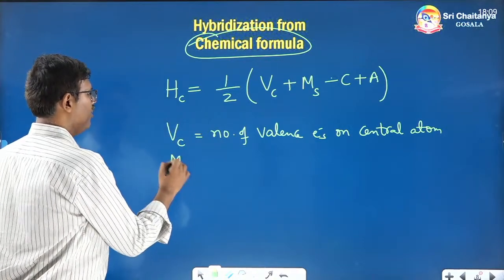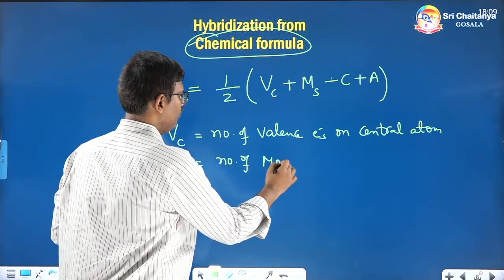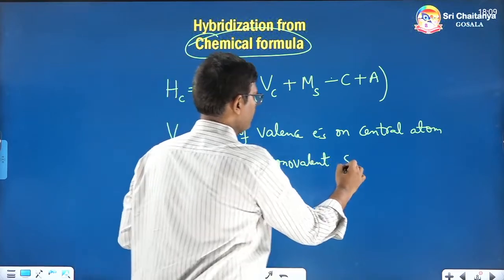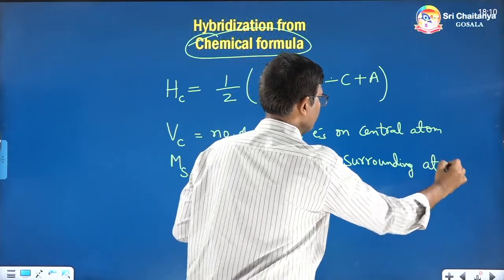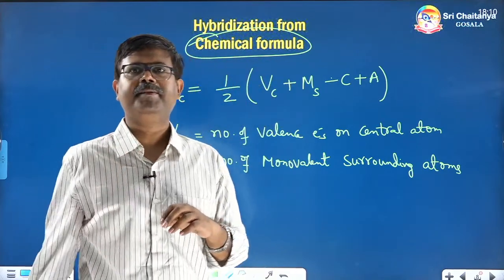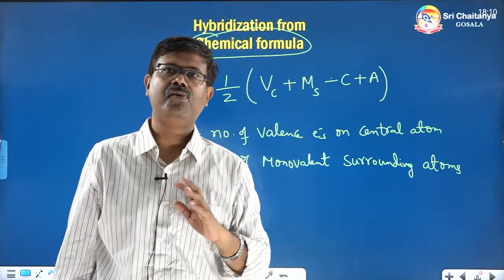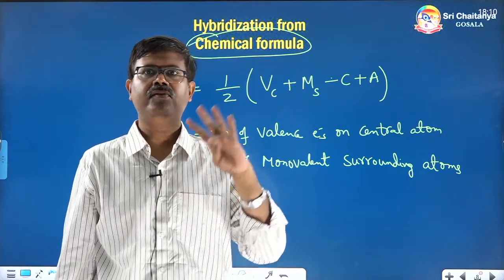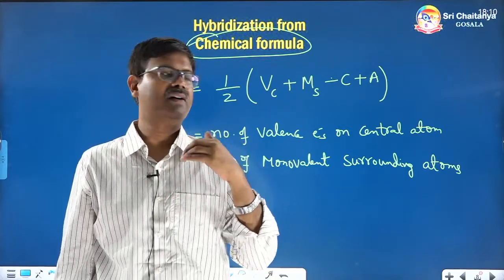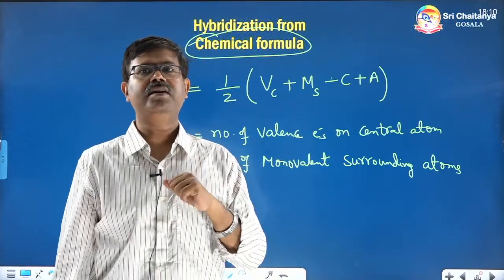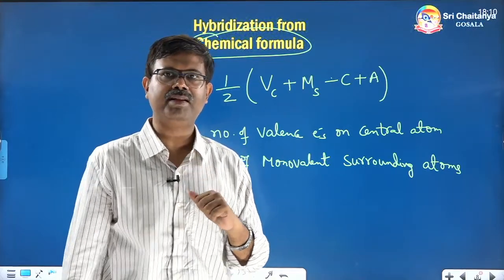Next, monovalent, this is MS. MS means the number of monovalent surrounding atoms. So monovalent means what? If an element forms a single bond, that is called monovalent. Double bond, divalent. Four bonds, tetravalent. Carbon is tetravalent. Oxygen is divalent. Like that, how many bonds is it forming? That is the valency. How many bonds can it form with hydrogen or halogens? That is the valency.